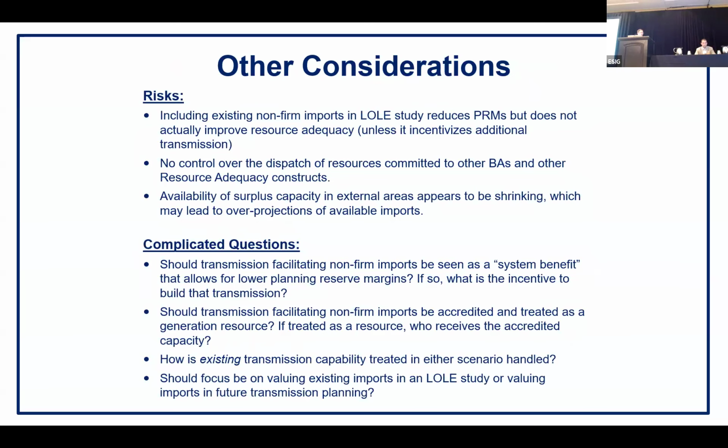All right, I'm not going to read every question on this slide, but I do think a couple of these risks are important to point out. So first of all, including non-firm imports, this is sort of a drawback, I guess, or something to be considered. Including the non-firm imports in an LLE study to reduce the PRM, it would reduce the PRM, but we have to also keep in mind, it's not going to actually improve resource adequacy by including that. It's just going to give you more visibility into what you might have.